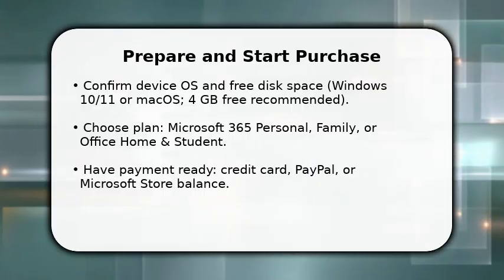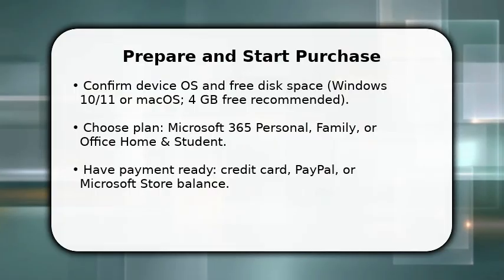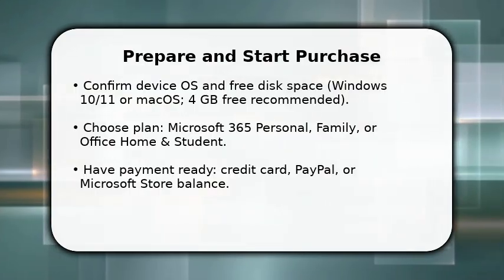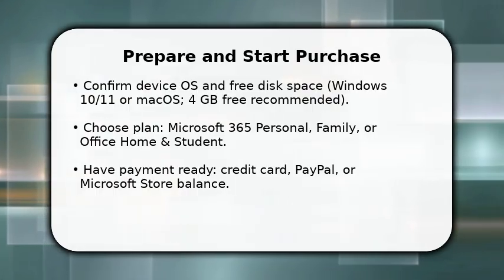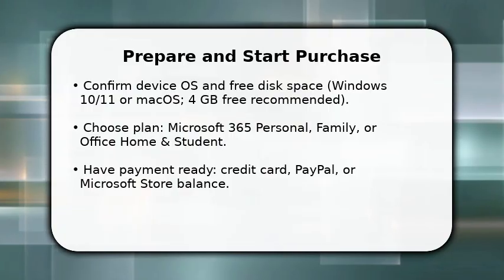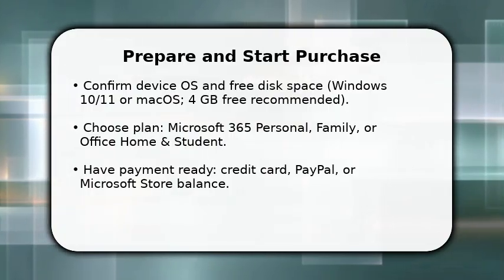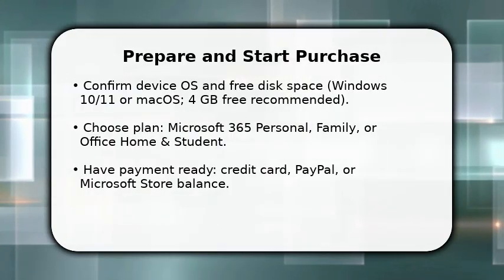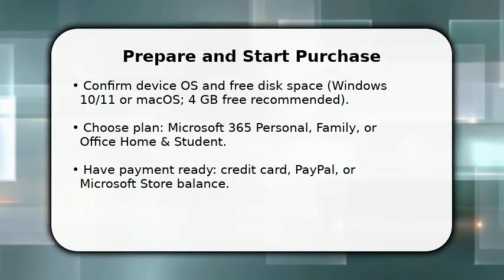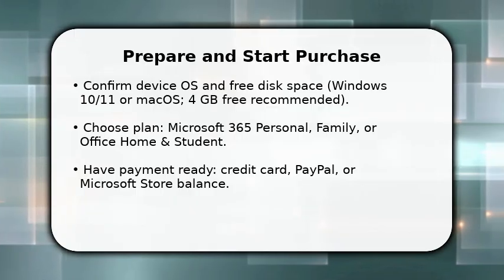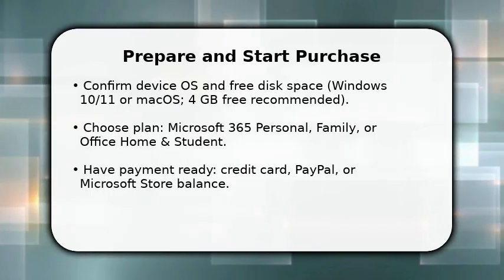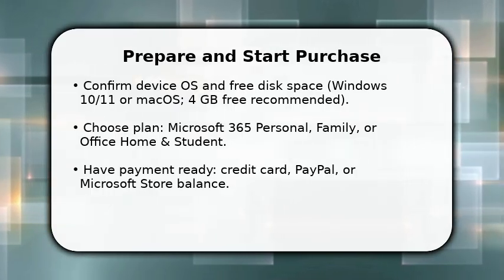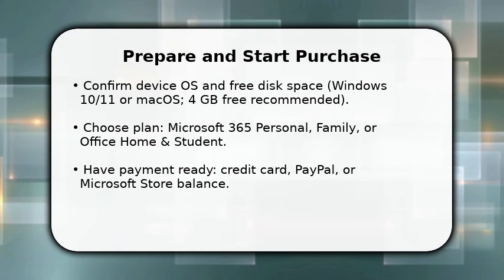You start by verifying compatibility. Check your OS and available disk space because installation will fail on unsupported systems. Once done, pick a plan that matches how many people and devices need Office: personal for one user, family for up to 6, or one-time Office Home and Student. Make sure your Microsoft account is ready and signed in. If you don't have one, create it now. Finally, have your payment method available so you can complete the purchase without interruptions.